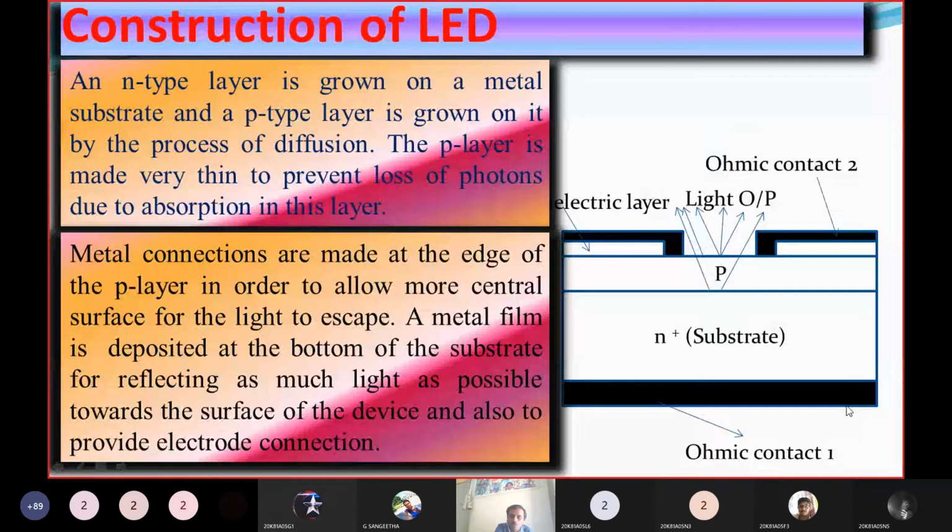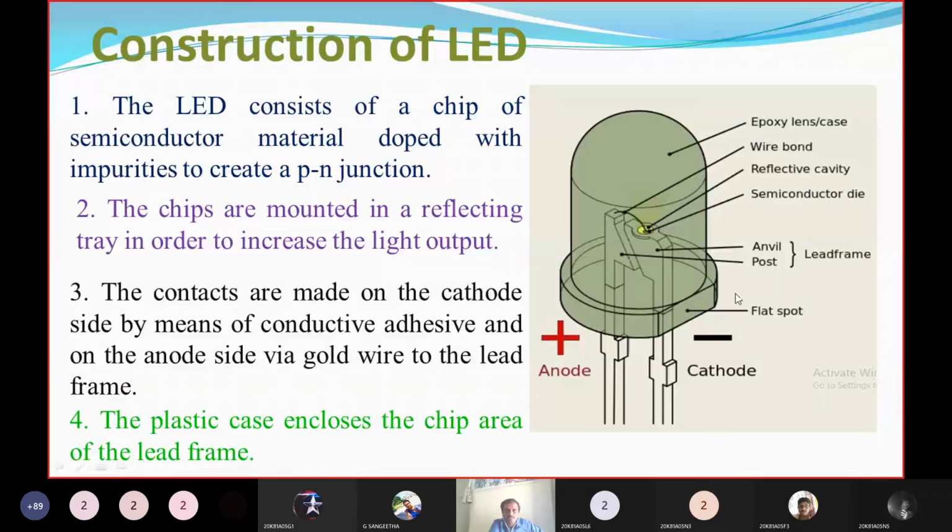Okay, so that will act as an ohmic contact, as well as reflect the light coming in the downward direction. So this is the construction of the LED. And one more thing will be there here. So this is the total LED structure. Previously we only discussed what is inside this chip, inside that PN junction. Now we are discussing the outer layers also.